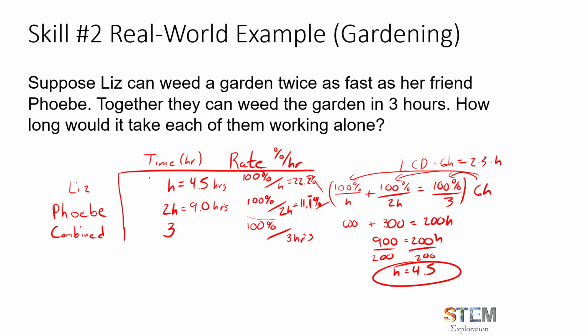Now, one thing is that you could say h plus 2h equals 3 and then say h is equal to 1. That's not going to get you the right answer, and that should trigger a red flag, because if Liz can get it done in an hour and Phoebe can get it done in 2 hours, well, how does that work when it comes to them working combined to get a 3? So you have to use a little intuition.